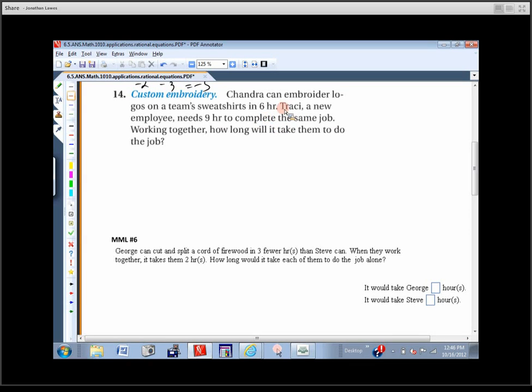Okay. Tracy may be a boy, you never know. Okay. And then embroidering may be a difficulty there.